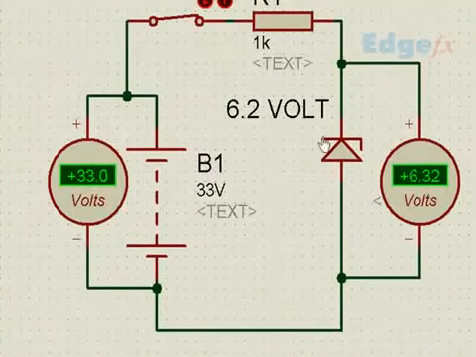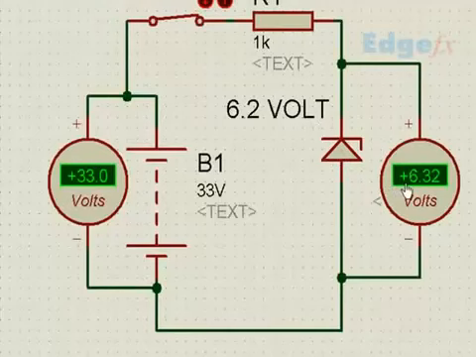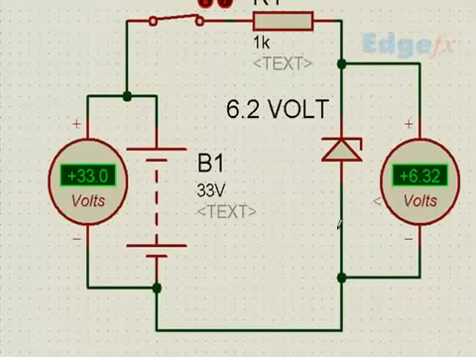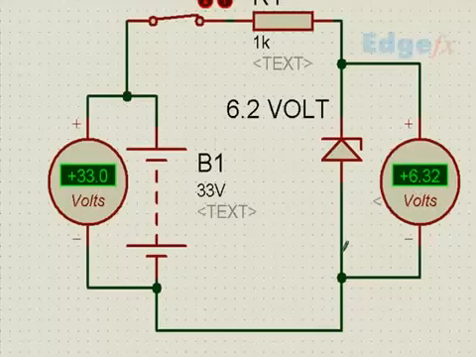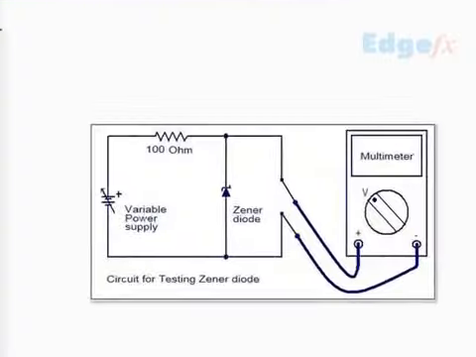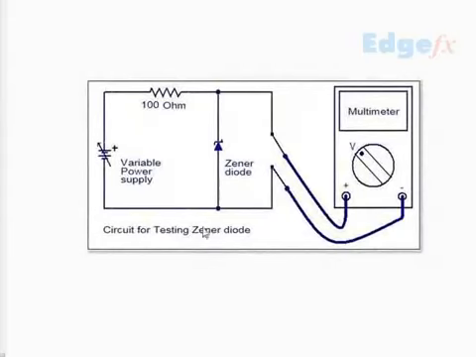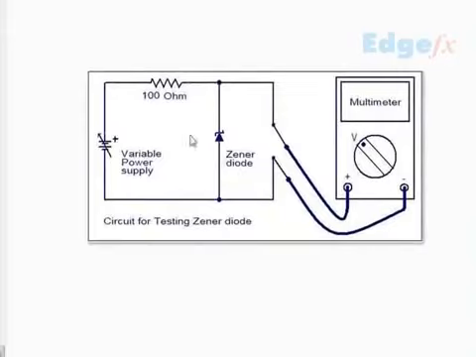Whether I use a 6.2 volt Zener diode here, or if I use an 8 volt Zener diode, I'll get 8 volt here. That's how we have seen that by using a Zener diode in this place, if it gives the same voltage, then it's a diode, and if it gives a lesser voltage than the supply voltage, then it's a Zener diode of that voltage. So that is why we said that with a variable voltage or variable power supply and a series resistor, you can check the Zener diode.